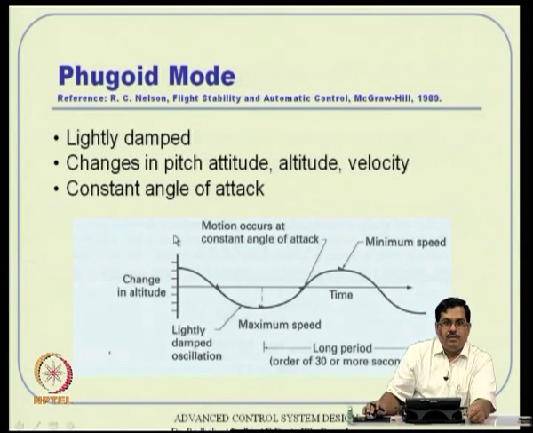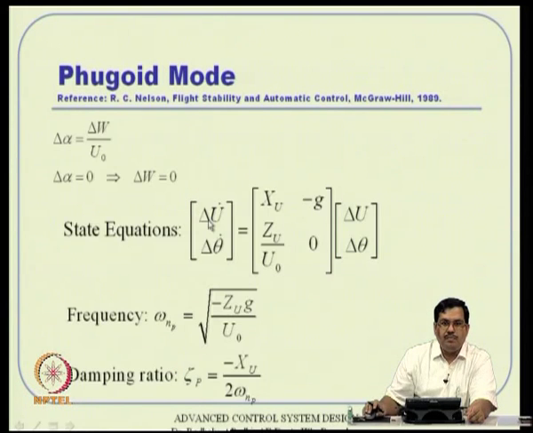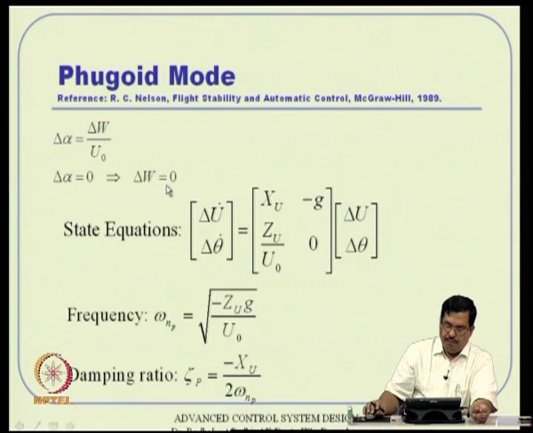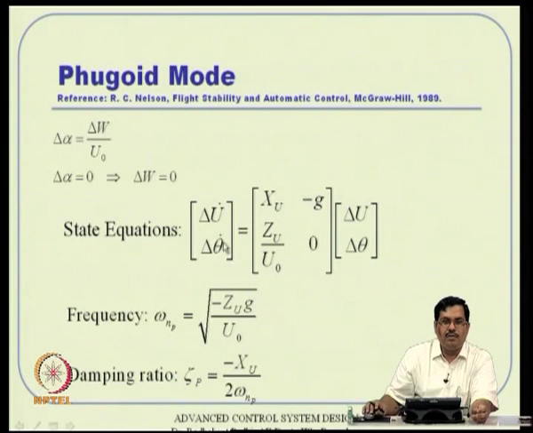So, this happens with something like constant angle of attack. Under these assumptions delta alpha becomes 0, because alpha remains constant, and because delta alpha is defined that way, delta w also becomes 0. So, you are left with this nice small matrix and homogeneous linear system which you can analyze very clearly. This is a second order system in a way, delta u and delta theta analyzed together basically.